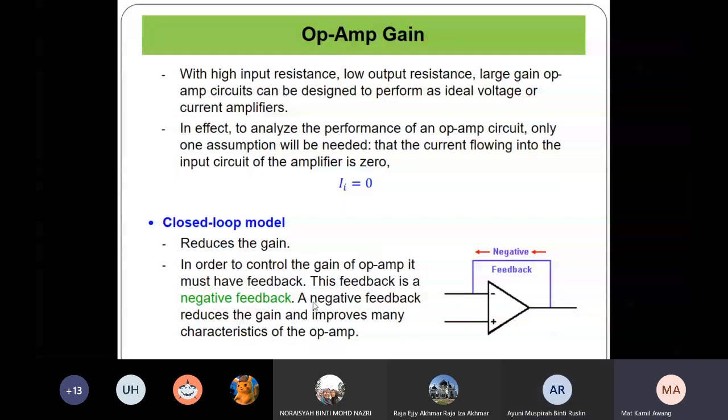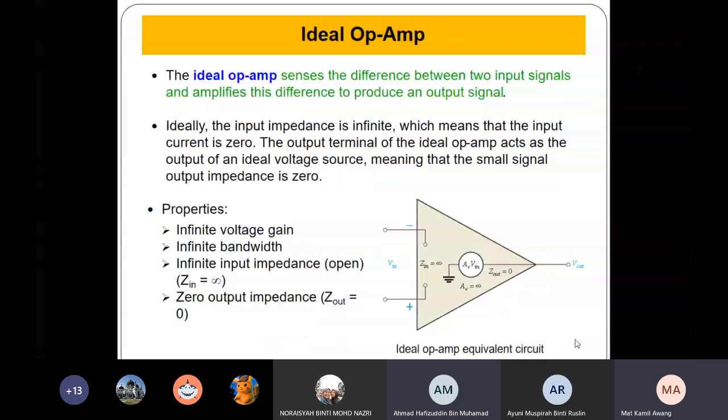And this feedback is actually a negative feedback. A negative feedback reduces the gain and improves many characteristics of the op-amps. So most probably you make the op-amp more stable, for example. So this is what I mean just now.